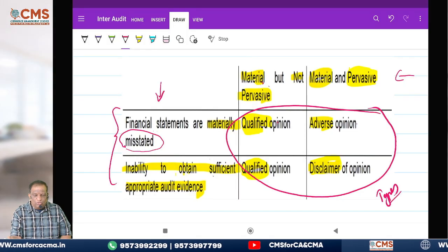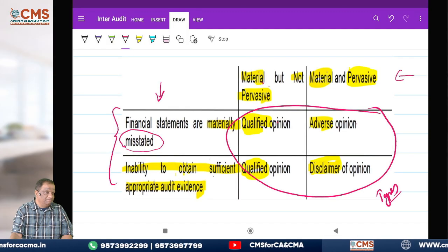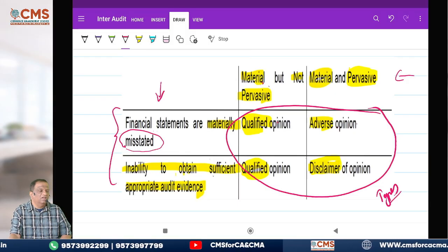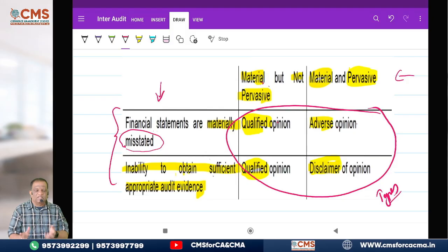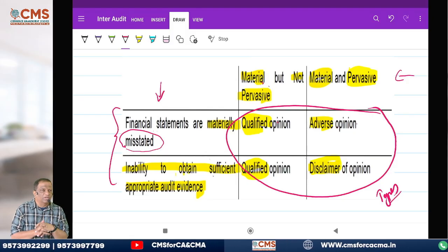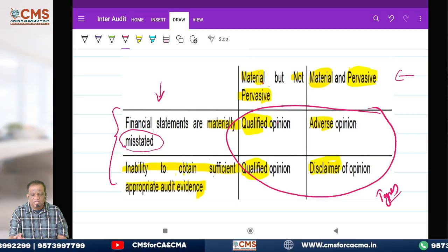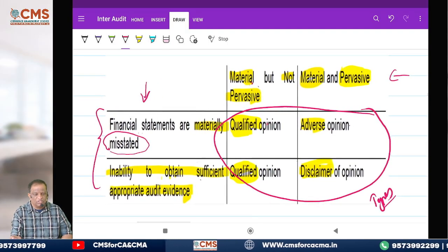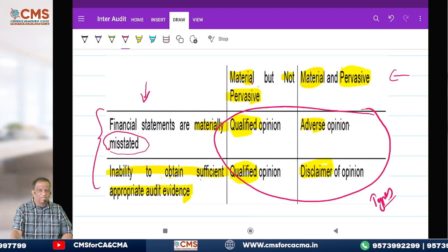Then when do you go for qualified opinion? In both the scenarios, if it is material but not pervasive, because this understanding will explain you the definitions of these types of audit. So now I will hold back, and because this is the only point that we need to discuss in SS705. So let's revise one more time.